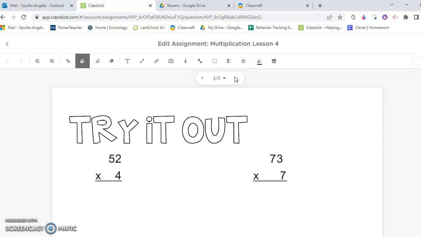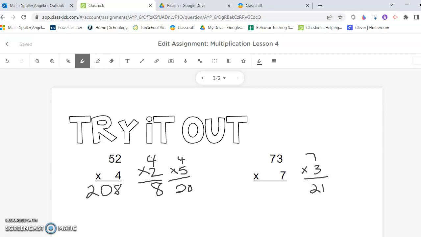Okay, let's start with 2 times 4. So 4 times 2 is 8. We only have a single digit, so I don't have any regrouping. I'm just going to put it down. Now I'm going to do 4 times 5 equals 20, and 20 is going to go right here. Great job.